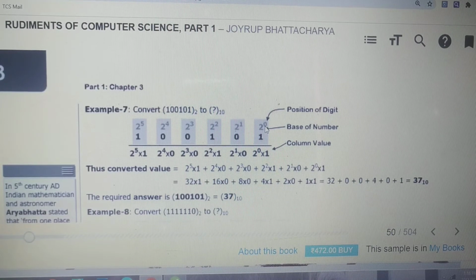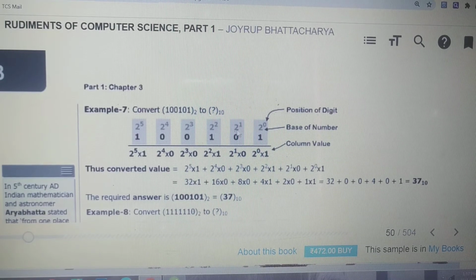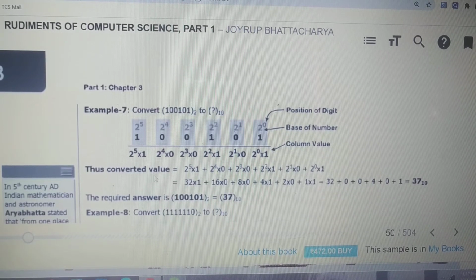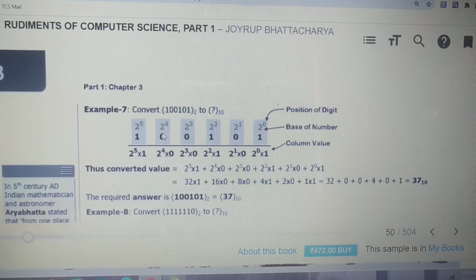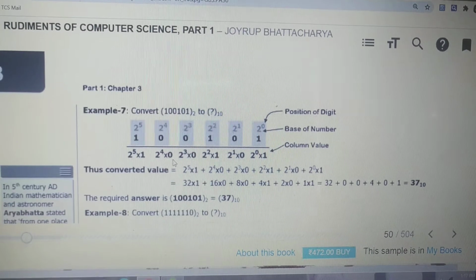So 1 into 2 to the power 0, plus the next digit 0 with positional value 1, so 0 into 2 to the power 1, plus the next digit 1 with positional value 2, so 1 into 2 to the power 2, plus the digit 0 with positional value 3, so 0 into 2 to the power 3, plus 0 into 2 to the power 4, plus the last digit 1 with positional value 5, so 1 into 2 to the power 5.